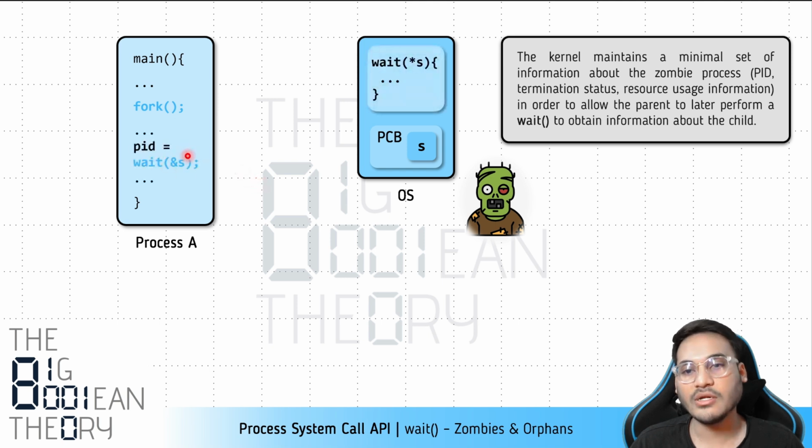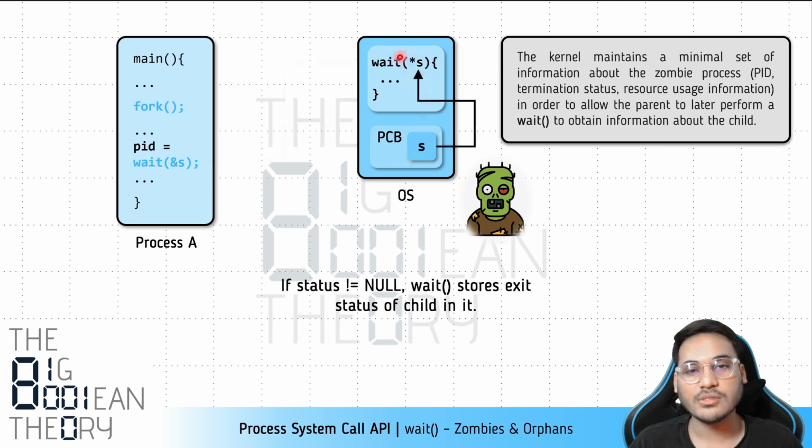So once the parent invokes wait, after the child has terminated, if the status argument to wait is not null, then we'll store this exit code into this integer. If status is not null, it basically means this is an address to a valid integer, and we'll store the exit status into this integer pointer. If it is null, then we won't do that. If it is not null, then we will store the exit code in this integer pointer, right?